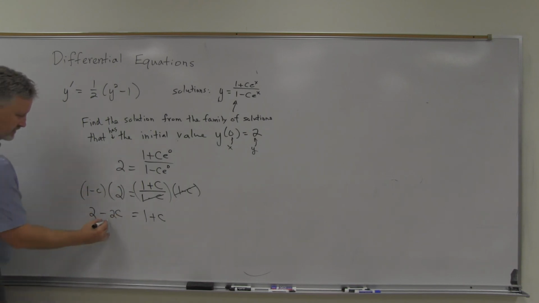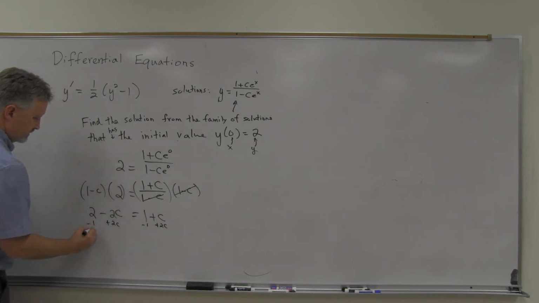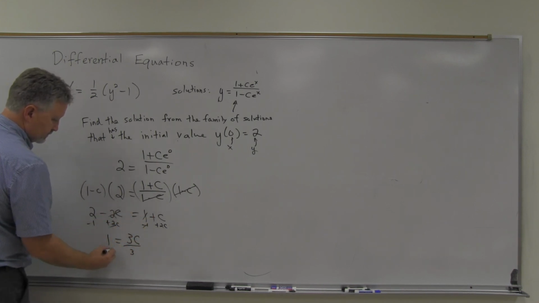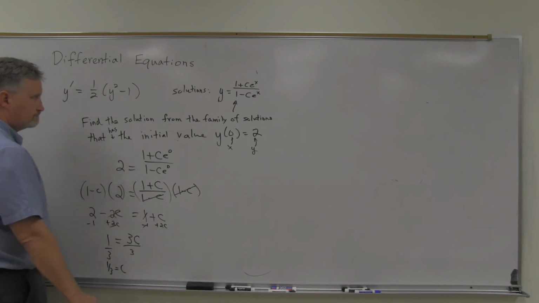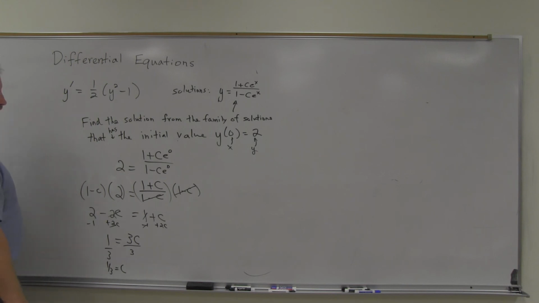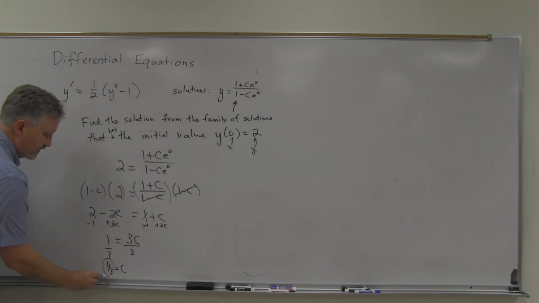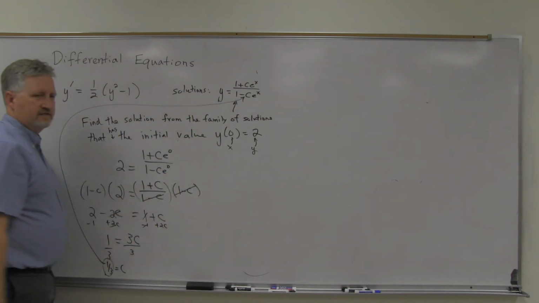However you want to, let's add 2c and subtract 1. So we got 1 on this side equals 3c. So c is 1/3. And now that's not necessarily the answer they want. What they want is the solution from the family. So what they want you to do is take that value for c and plug it back in, that's the answer they want.